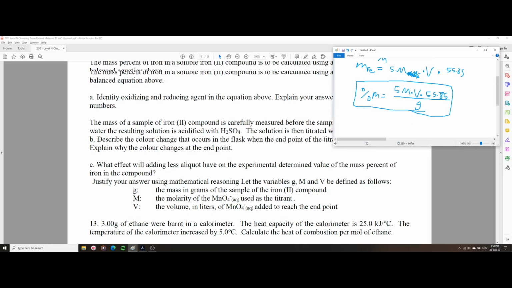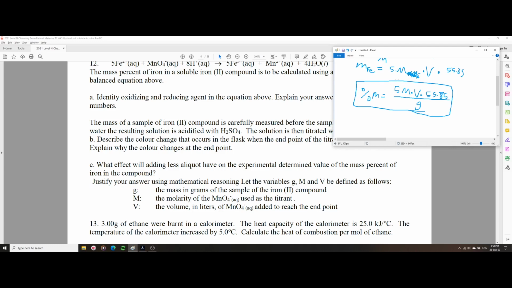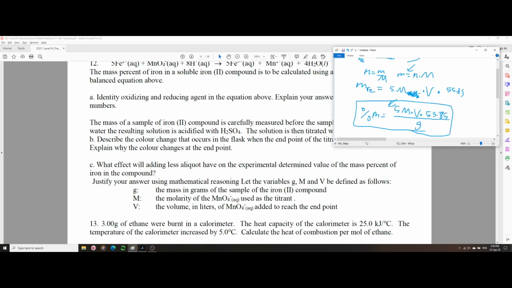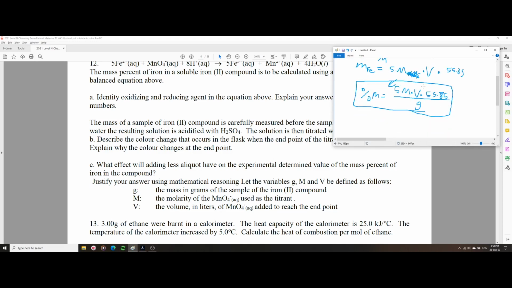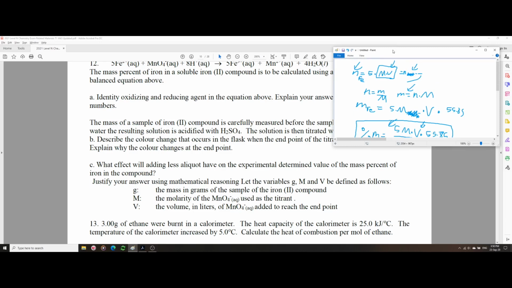So we are looking for less aliquot, so less titrant, so less permanganate ion. Now what does less permanganate ion mean? It means less volume, right? So less volume means less number of moles of permanganate ion, which means less number of moles of the iron, which means less mass for the iron, which in fact means less mass percent of the iron. That's how the solution does it at the back. But I personally believe if you have this equation down, you can immediately point out that less volume means less percent mass. But anyways, they're free to do whatever they want, so that's how we do it.